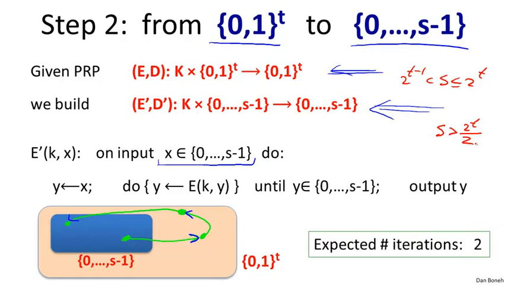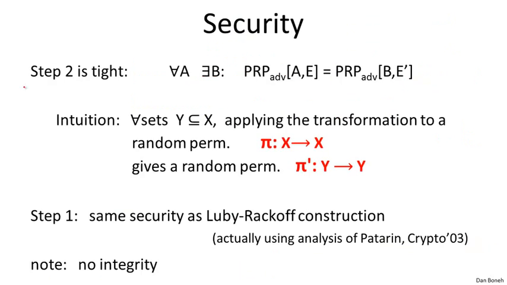The answer is we're going to need 2 iterations, so really just a small constant number of iterations, and so this will give us a very efficient mechanism that will move us down from 0,1 to the t to 0 to s minus 1. Now when we talk about security, it turns out this step here is tight. In other words, there is really no additional security cost to going down from 2 to the t to 0 to s minus 1.